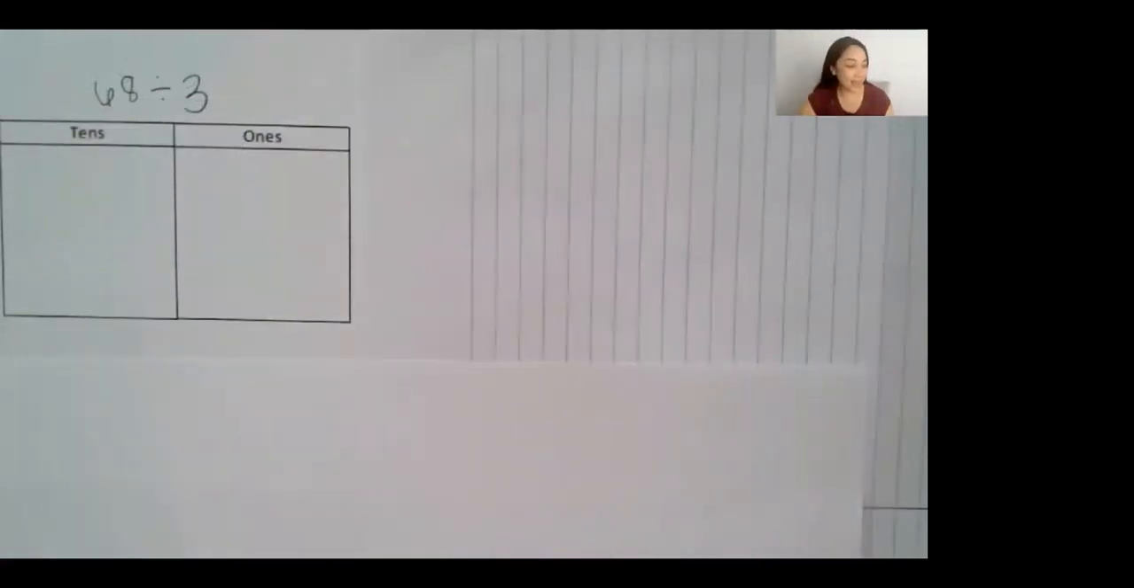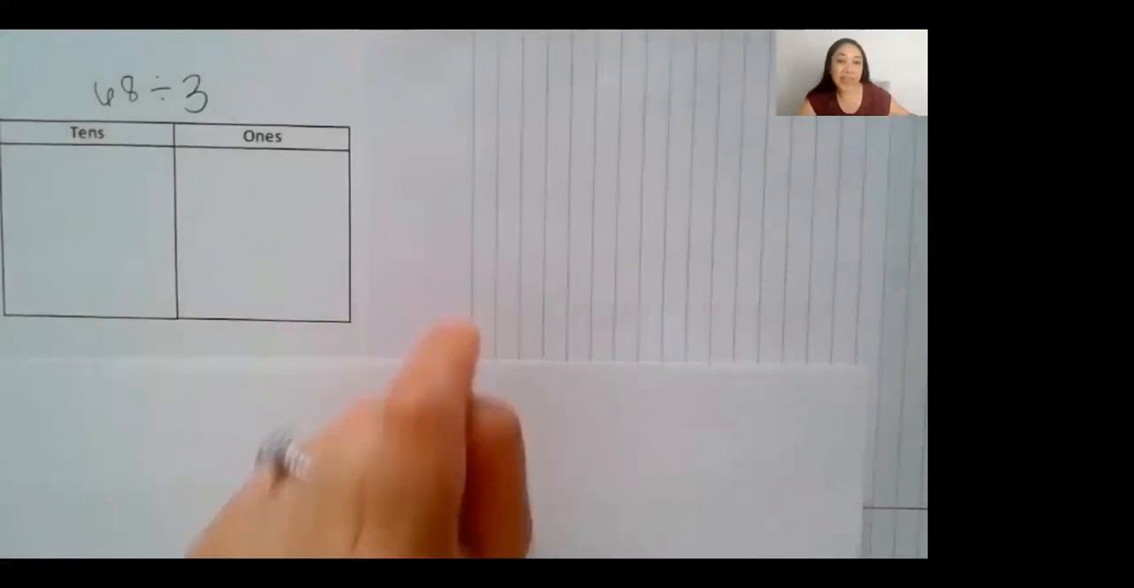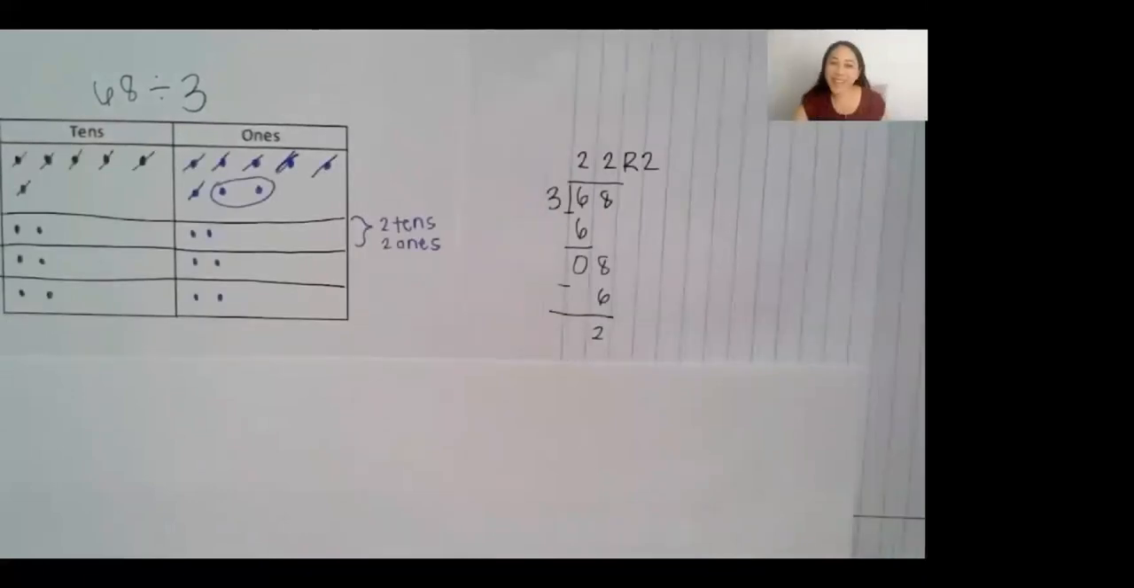Our last problem for today is 68 divided by 3. Pause the video here to solve both using the place value chart as well as using long division. We'll compare our work afterwards. Go ahead and take a moment to compare your work with mine. My quotient is 22 with a remainder of 2. How can we check if 22 with a remainder of 2 is correct? Yes, we can multiply and then we can add.